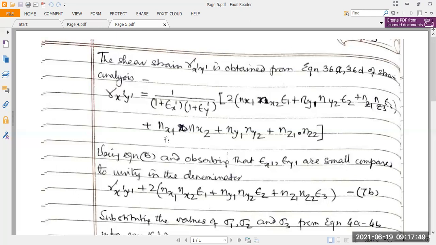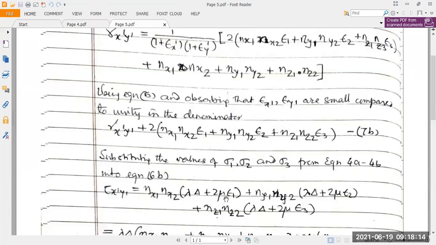We have just reduced that nx1 multiplied by nx2 plus ny1 multiplied by ny2 plus nz1 multiplied by nz2 is equal to 0 itself. So this term will be equal to 1 and this is equal to 0. This particular equation will reduce to gamma x dash y dash equal to nx1 nx2 and so on. This full function will be written here, which is the value of the shear strain.